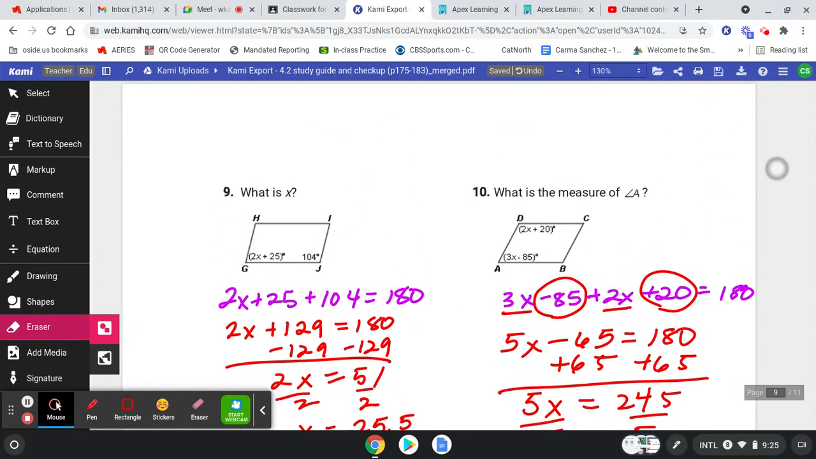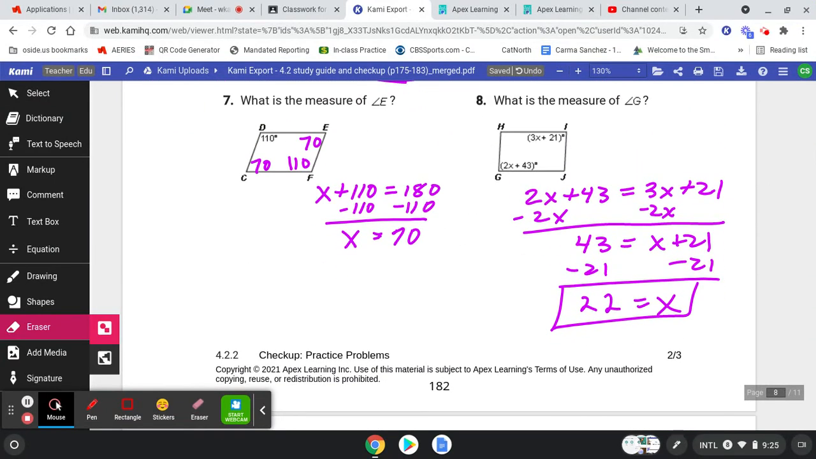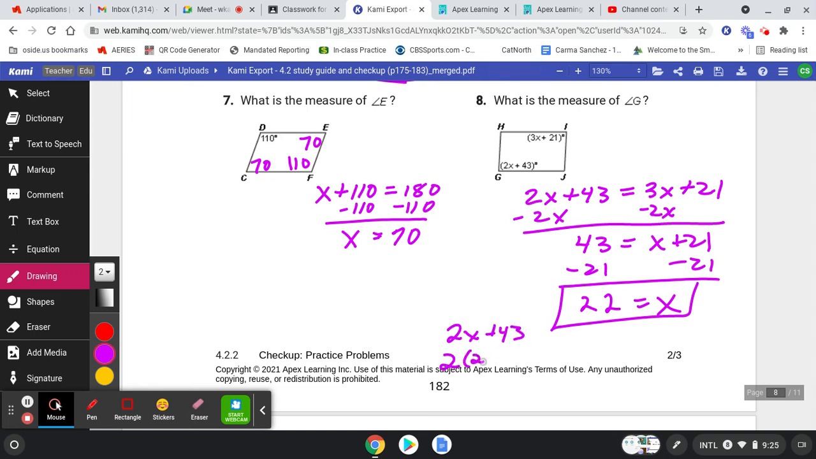Now I'm going to go back up to number 8 and show you that that's what I forgot. So number 8 here, it asked for the measure of angle G, and I didn't keep going. So notice that it wanted us to take the 22 and plug it into what G is equal to. So 2x plus 43, plug in the 22, and we get 44 plus 43. So the final answer should have been that the measure of angle G is equal to 87 degrees. So don't forget to take that additional step like I did.